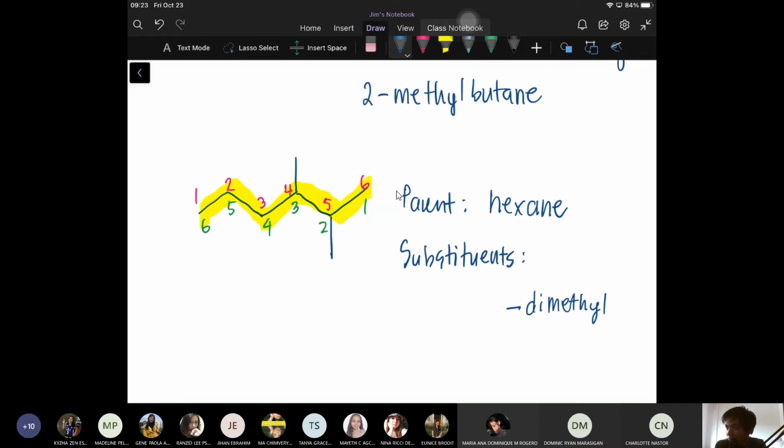Okay? So, ito yung numbering natin. Left to right, right to left. Look at our substituents. Kapag left to right, ang number nila ay 4 and 5. Pag right to left, ang number nila ay 2 and 3. Sino yung better? Yung better ay yung lowest, 2 and 3. So that means my dimethyl are located at carbon 2 and 3. So 2,3-dimethyl. So, dalawang methyl na nasa carbon 2 and carbon 3. So, 2,3-dimethyl hexane.